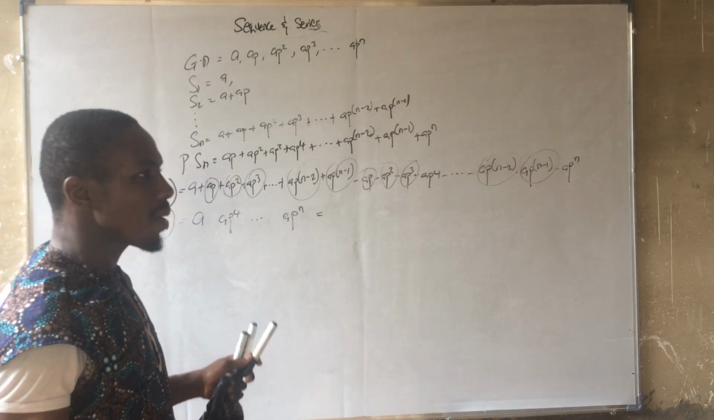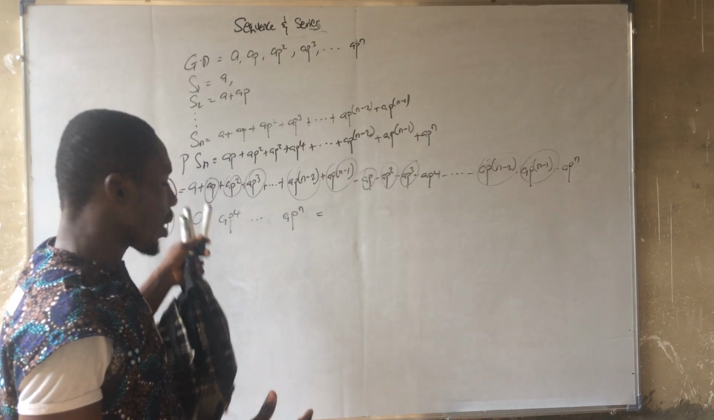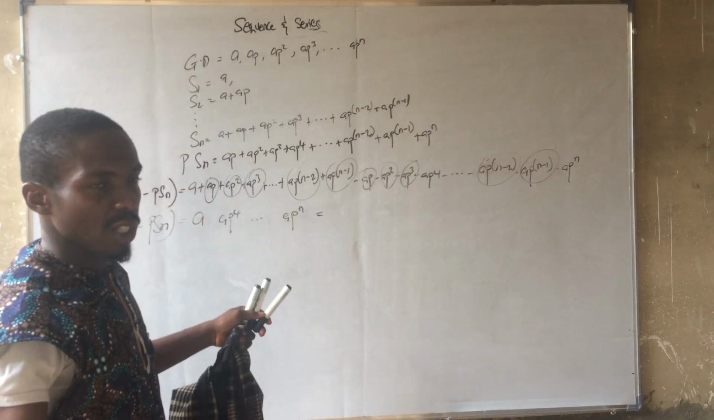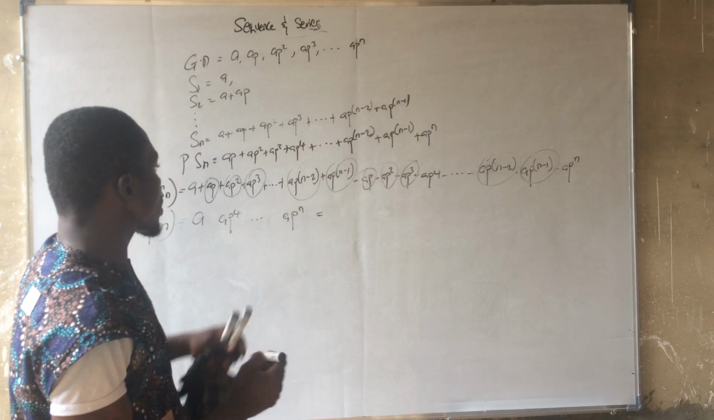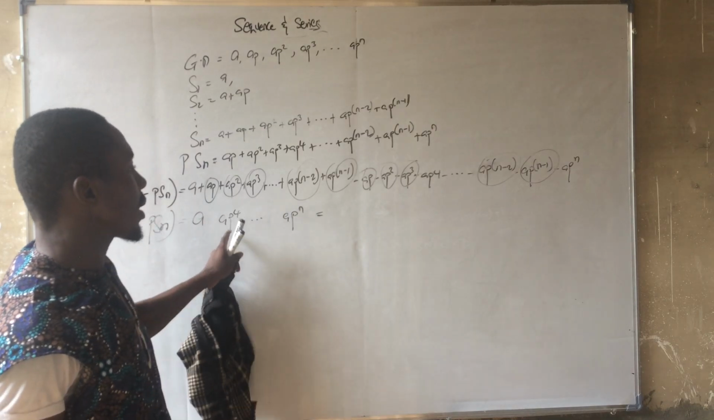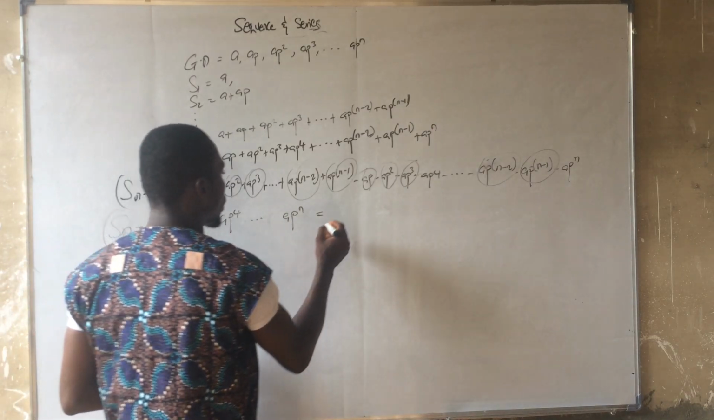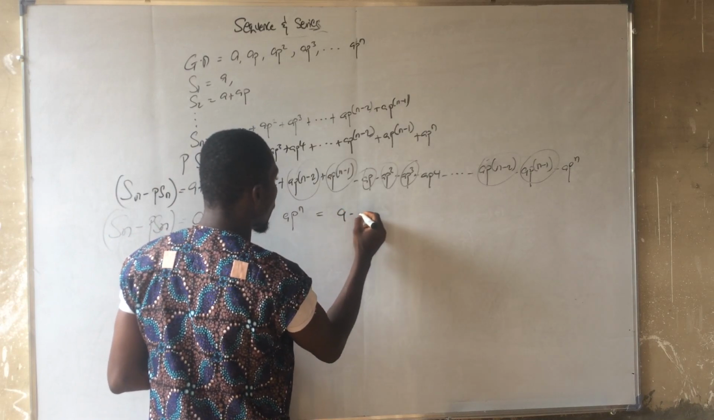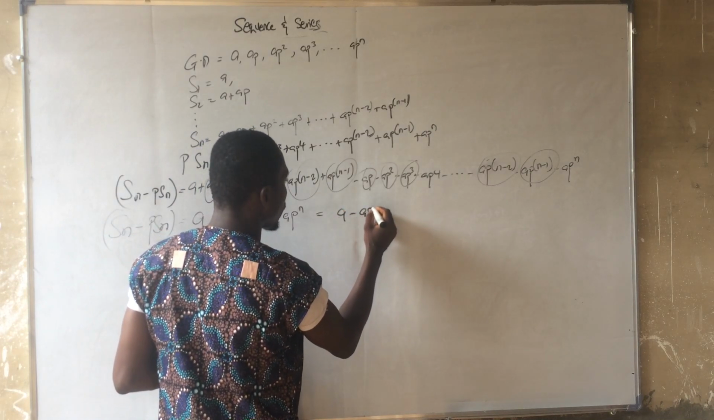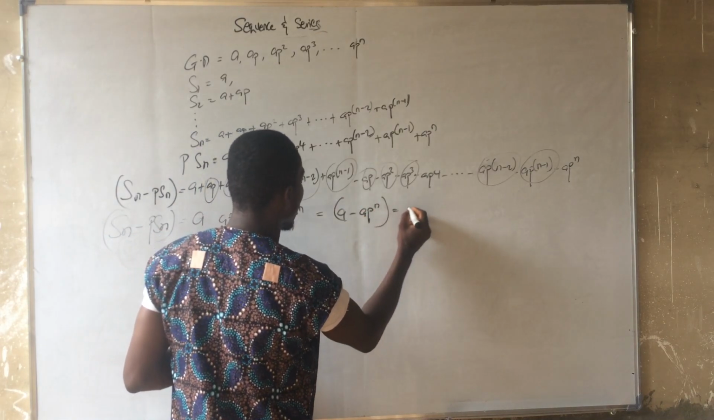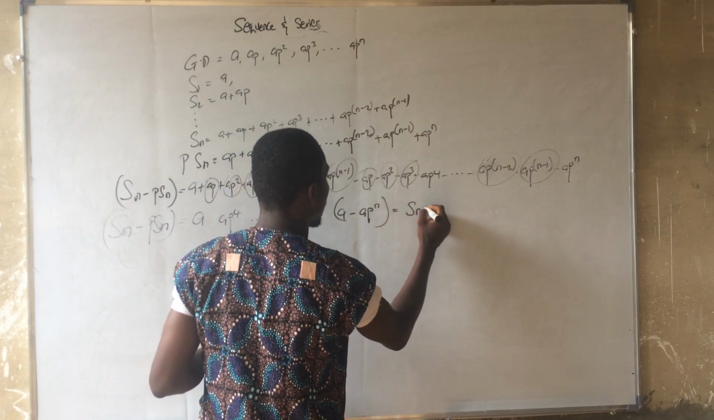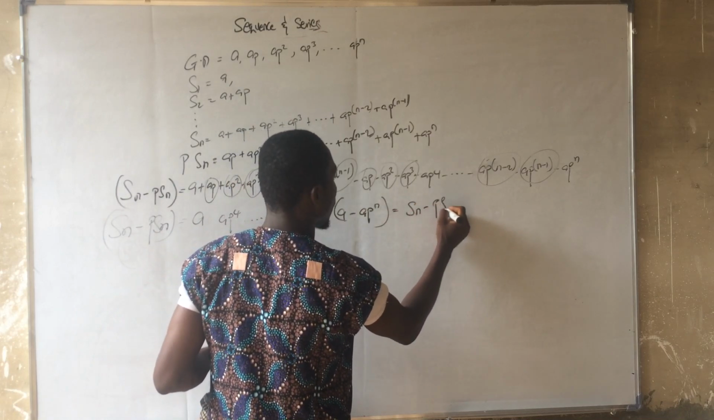N can be a very big number, but I know that after counting p raised to the power 4, before you go to p raised to the power what? n. Since it is bigger than this, we discard this one and use this very one. So we now say that a minus a p raised to the power n is equal to Sn minus p Sn.